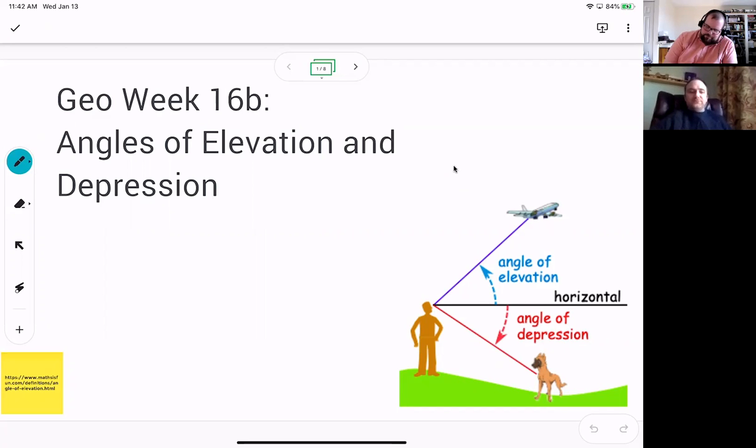I don't know. But in terms of the idea, an angle of elevation is looking up from a horizontal, and depression is looking down from a horizontal, which we can see in this lovely picture that has a dog and an airplane.